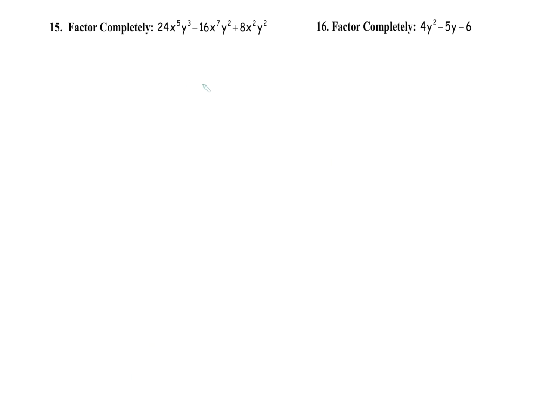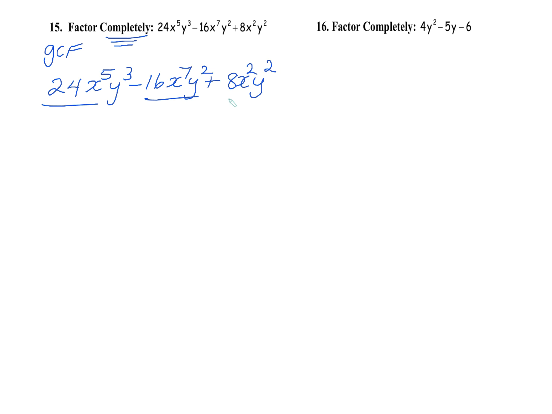Okay, we have to factor. So it says factor completely, and that's the key word, completely. Now when I look at this factoring, I notice that it's multivariable. So I have more than one variable, and then they're raised to these really big exponents like 5 and 7. Whenever you see problems such as this, you're going to use GCF factor. So you have 24 x to the 5th y to the 3rd, minus 16 x to the 7 y squared, plus 8 x squared y squared.